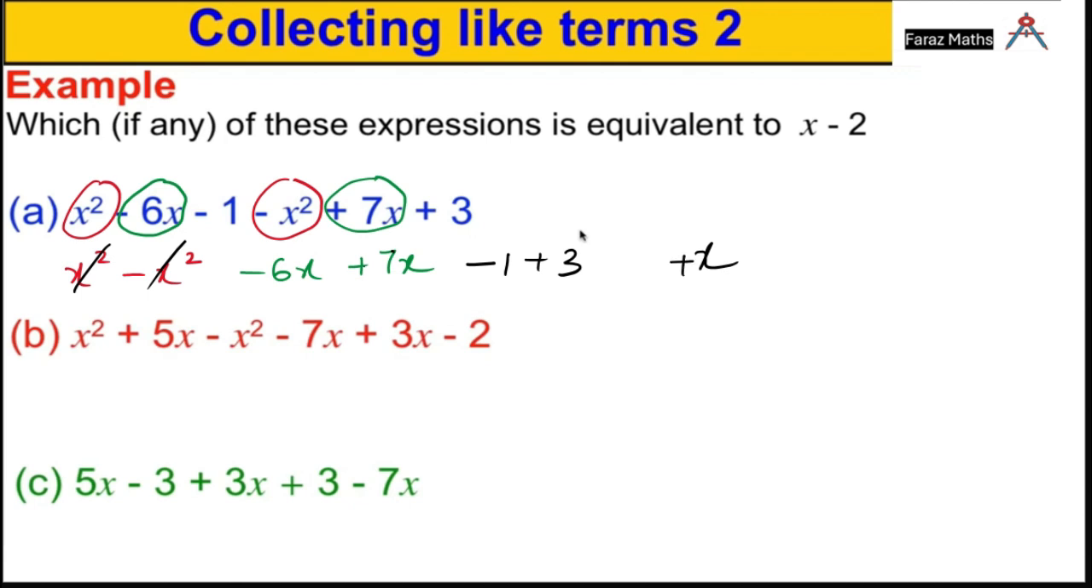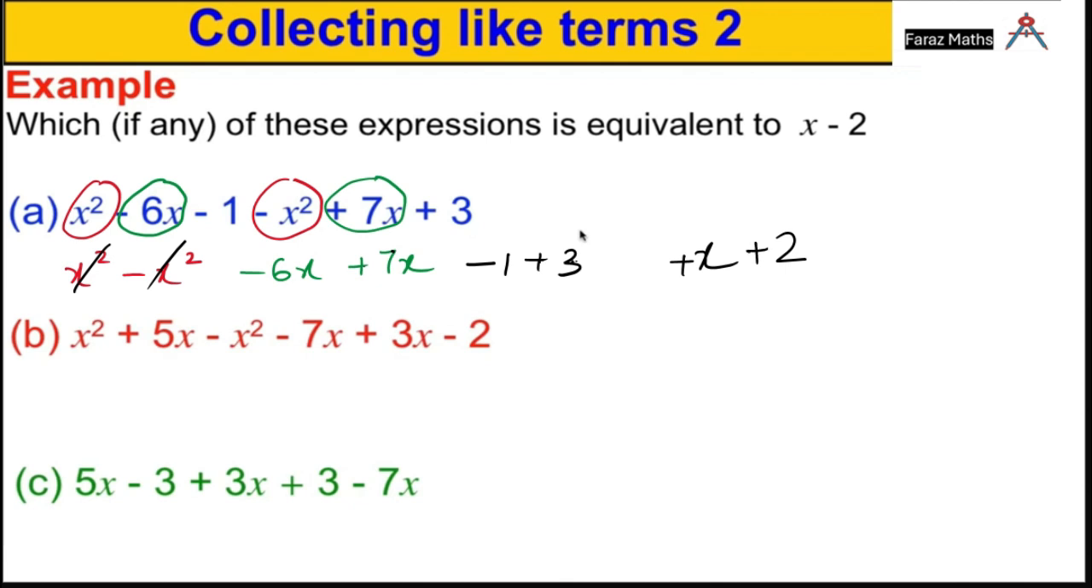Minus 1 plus 3, that is 3 minus 1, which is 2, and use the sign of the bigger number. Between 3 and 1, bigger is 3. Just compare the number without their signs. So you have to use the sign of the bigger number, that is plus. So plus x plus 2.